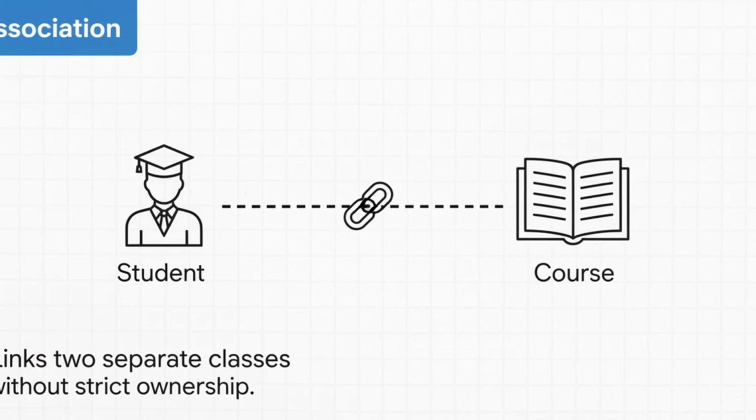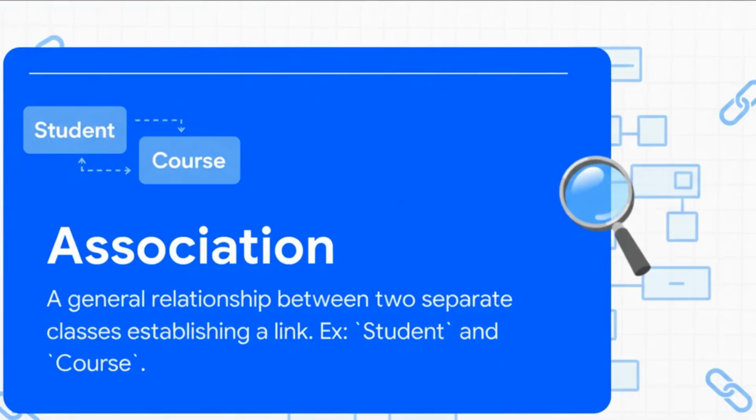And that brings us to the final tool in our basic kit, association, which is pretty much the most general-purpose relationship you can have. This is just a simple link. A student isn't part of the course, and the course definitely doesn't own the student. They're just 2 separate things that know about each other for a while. It's the most basic way to show that 2 classes interact.